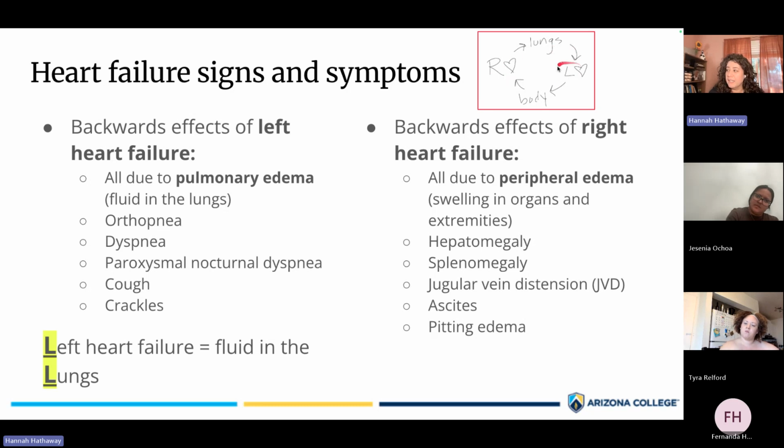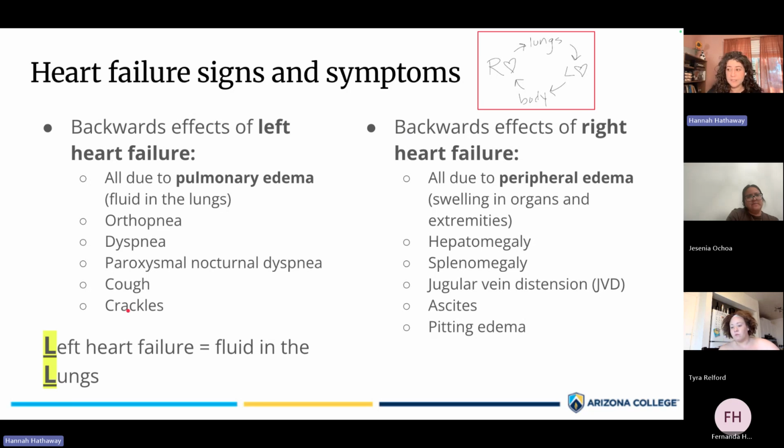So if we look at the left side of the heart, what's backwards, meaning against the arrows, the lungs are backwards. So if the left side of the heart is not working, fluid's going to get built up in the lungs. So all the backward effects of left heart failure are due to what we would say is pulmonary edema, meaning fluid in the lungs. The little memorization trick I use for this is left heart failure, lungs, fluid in the lungs. So left and lungs, they both begin with L. So keep that in mind, fluid in the lungs, but then there's specific vocab terms you need to know that are all different manifestations of that fluid in the lungs.